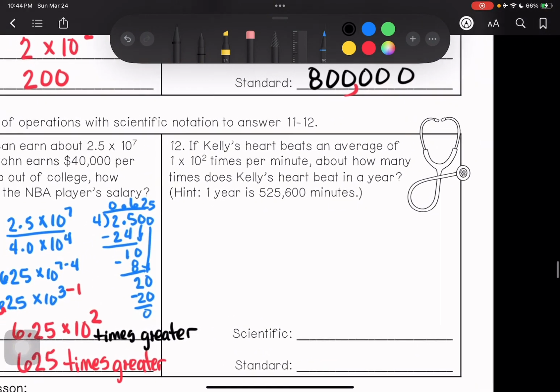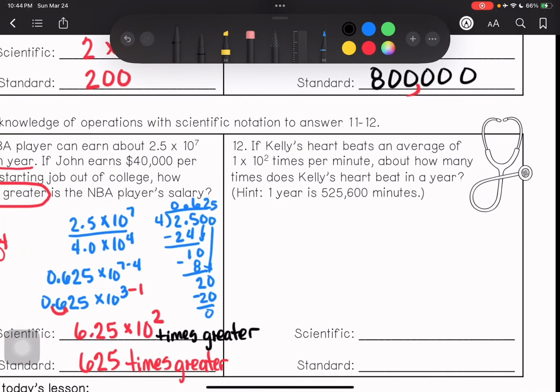Number 12. If Kelly's heart beats an average of 1 times 10 squared times per minute, how many times does Kelly's heart beat in a year? If 1 year equals 525,600 minutes. So here we're multiplying. I'm going to first change this number into scientific notation. Because we have an average of beats per minute, and we're trying to find how many beats in a year, this tells us to multiply.